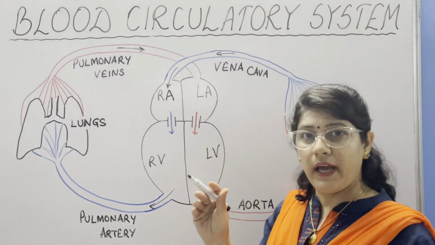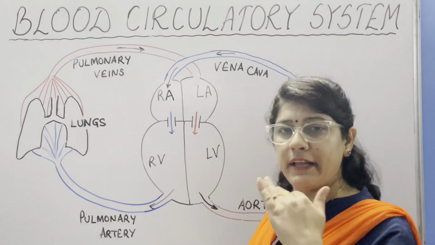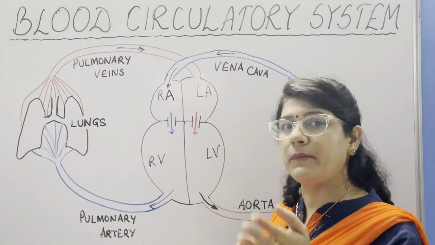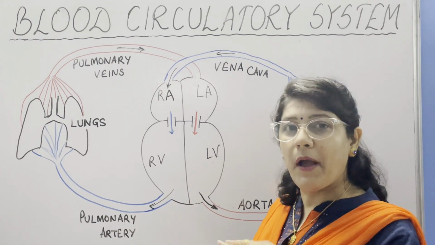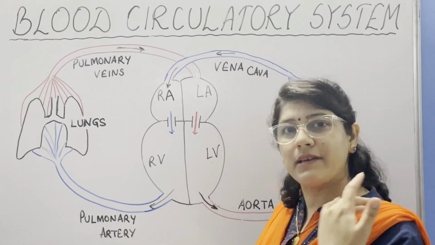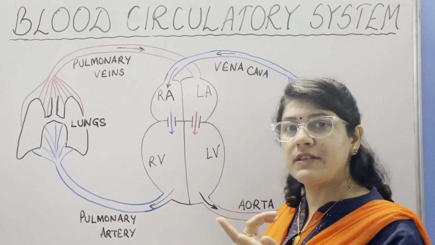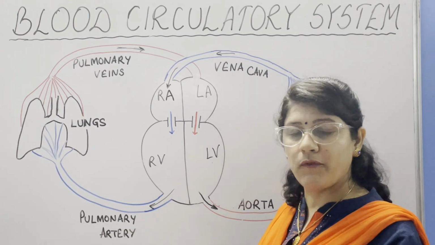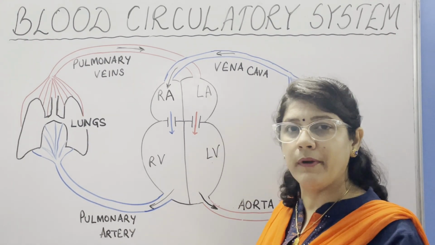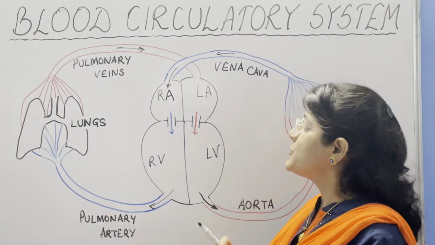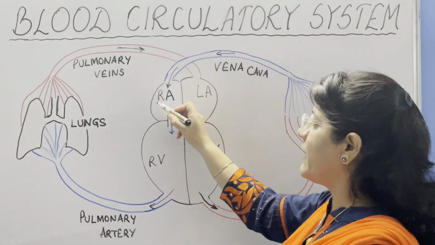This deoxygenated blood from our vena cava enters the right auricle. Vena cava is of two types. One is the superior or anterior vena cava, which carries blood from the upper parts of the body above the heart, that is head, chest and arms etc. But another is the inferior vena cava, which carries blood from the lower parts of the body, that is abdomen and legs etc. So this deoxygenated blood enters our right auricle.